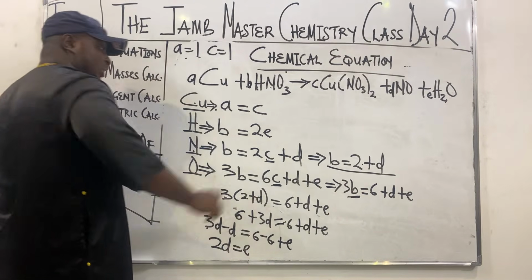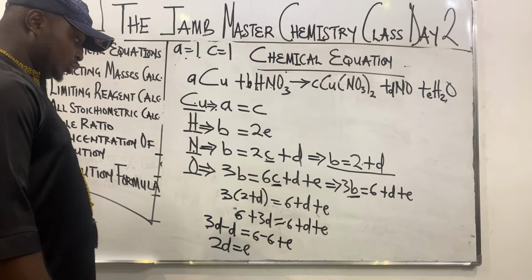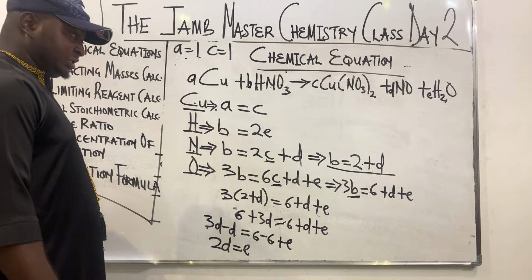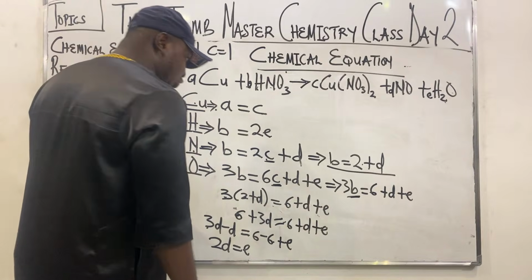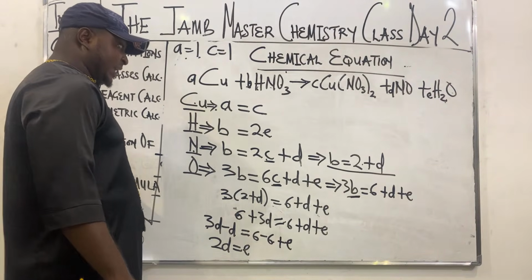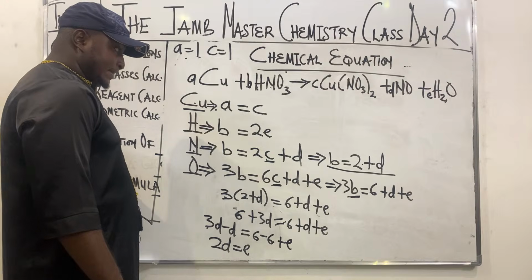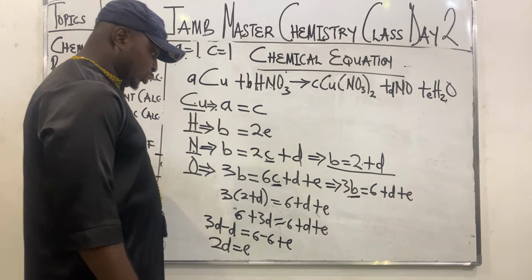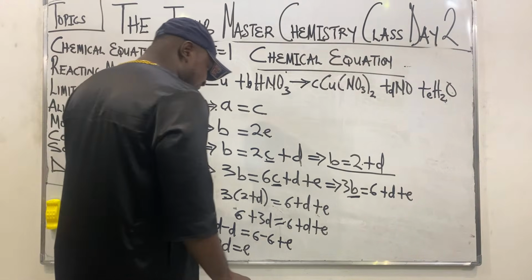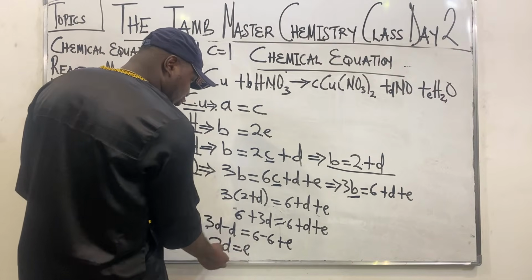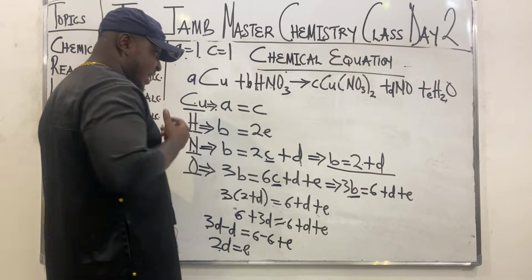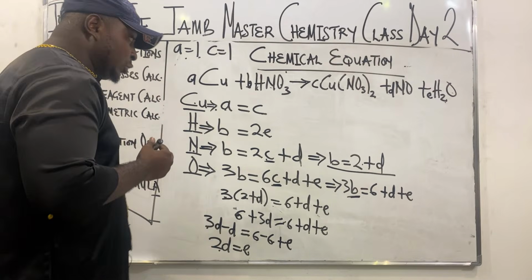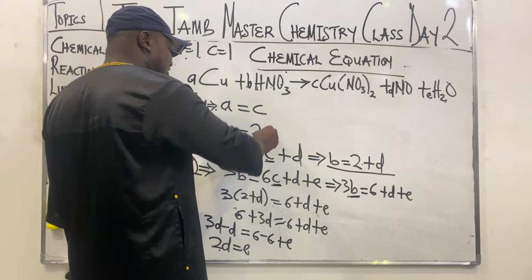We are left with 2D equals E. So it means that E is 2D. Please take note, E equals 2D. Now let's keep going. If 2D equals E, it means anywhere we see E, we can put 2D. So replace E here with 2D.